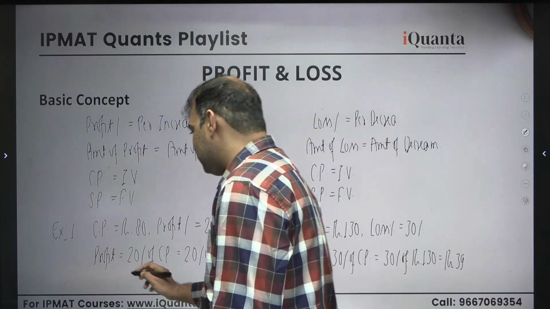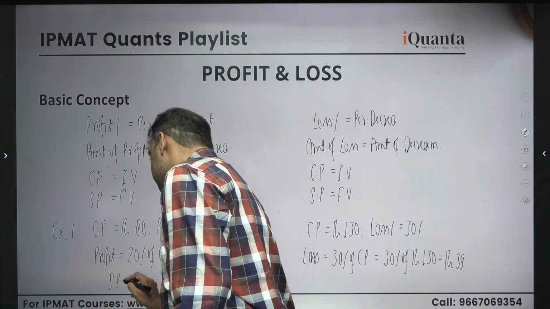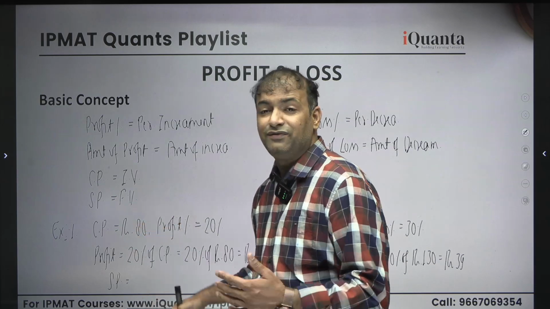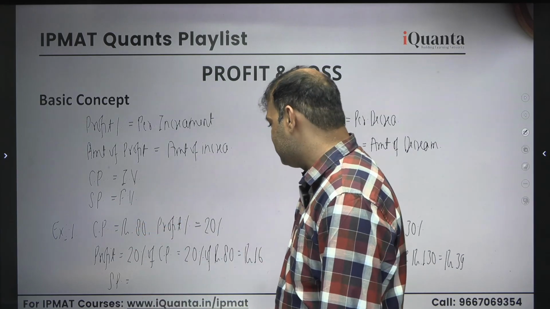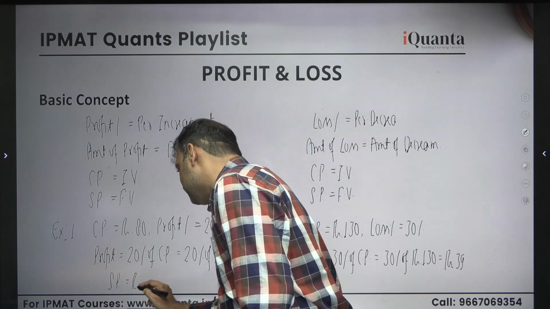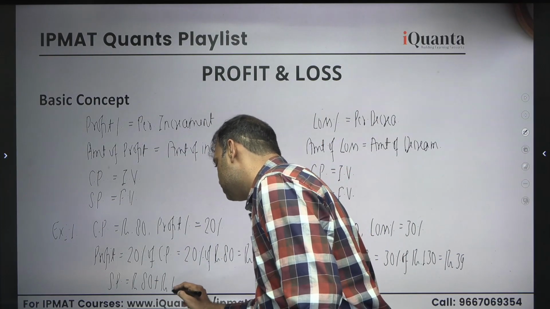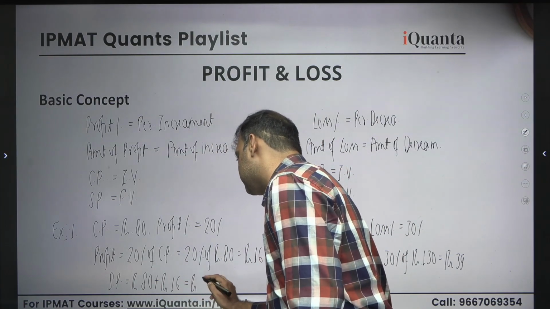Okay, let's find the selling price here. We can say selling price is cost price plus the profit, right? And you can also treat selling price as a final value. So it will be how much? It will be rupees 80, the cost, plus the amount of profit, which is rupees 16, and that should be rupees 96, right?